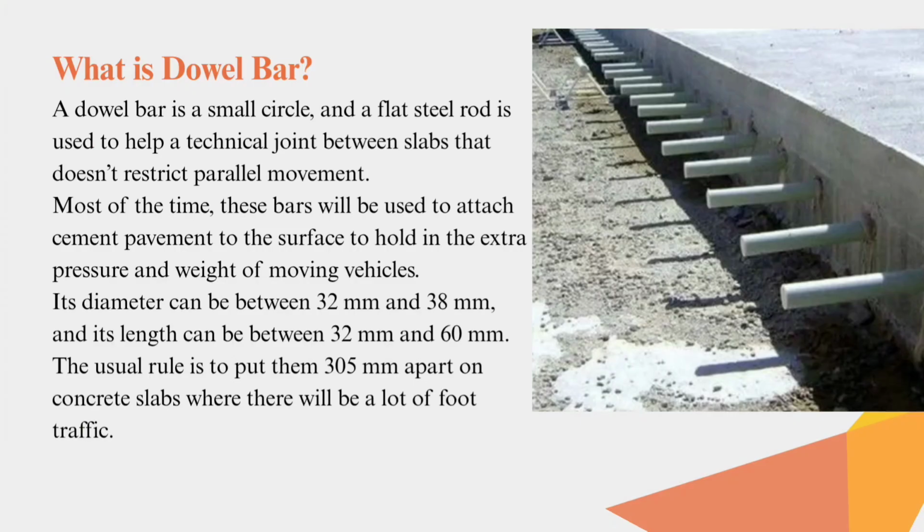A dowel bar is a small circular and flat steel rod. It is used to help a technical joint between the slabs that doesn't restrict parallel movement. Most of the time, these bars are used to attach the cement pavement to the surface to hold the extra pressure and the weight of moving vehicles. Its diameter can be between 32 mm and 38 mm, and the length can be between 32 mm to 60 mm. The usual rule is to put them 305 mm apart on concrete slabs where there will be a lot of foot traffic.